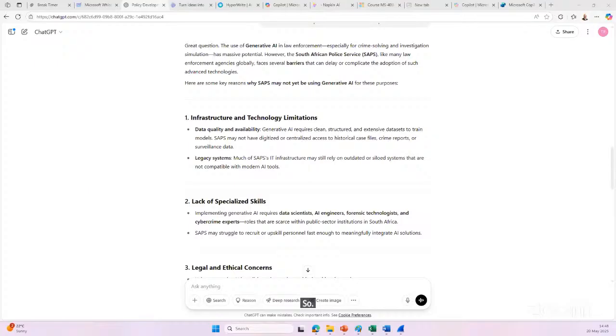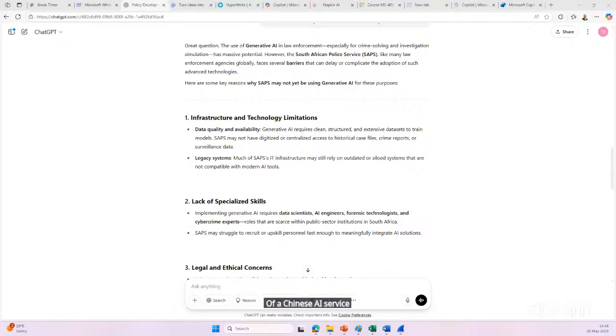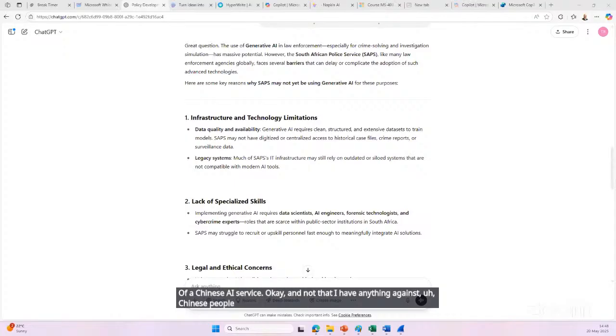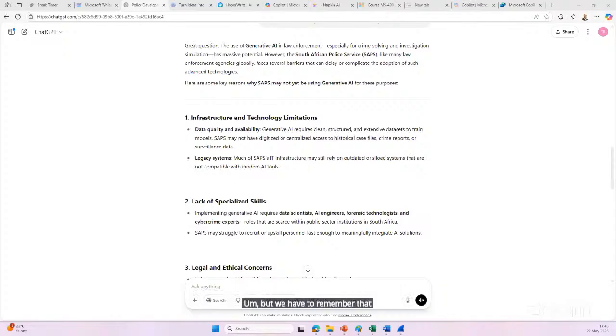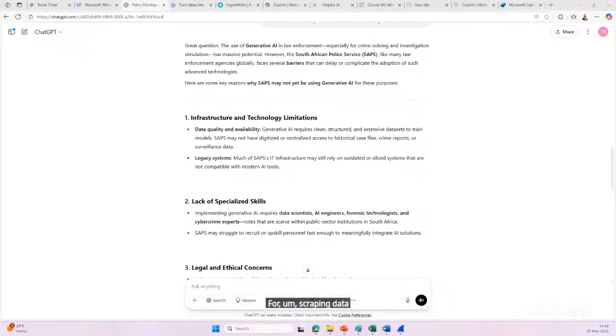So there are free AI services. I, for example, would be loath to use something like a free version of a Chinese AI service. Not that I have anything against Chinese people individually, but we have to remember that the Chinese government is notoriously known for scraping data. So I'd be very loath to use something like that.